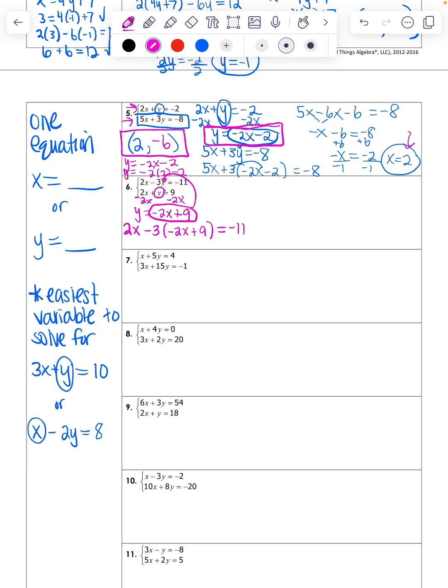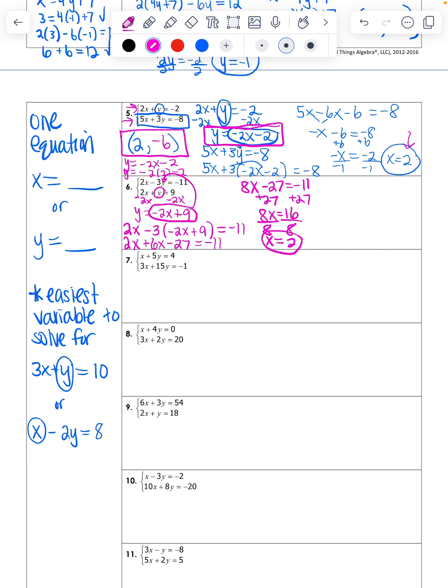Alrighty, so now for the simplification and the distributive property, combining like terms, all that kind of stuff, I'm going to get 2x, and then negative 3 times negative 2x is positive 6x. Negative 3 times 9 is negative 27. 2x plus 6x is 8x. I'm now going to add 27 to both sides. Negative 11 plus 27 is 16. Dividing by 8, and I get x equals 2.